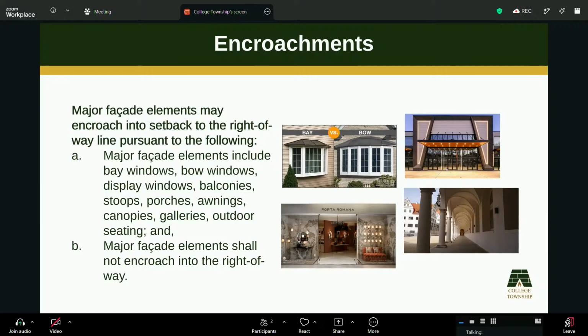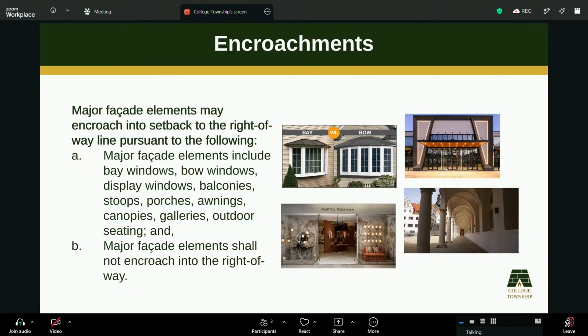I have a question. Because it specifically says, for example, porches, canopies, outdoor seating, and I'm just trying to understand the logic. If we want to make it easier for businesses to have outdoor seating in the summer, is that what this allows? Yeah. Okay, I'm good.